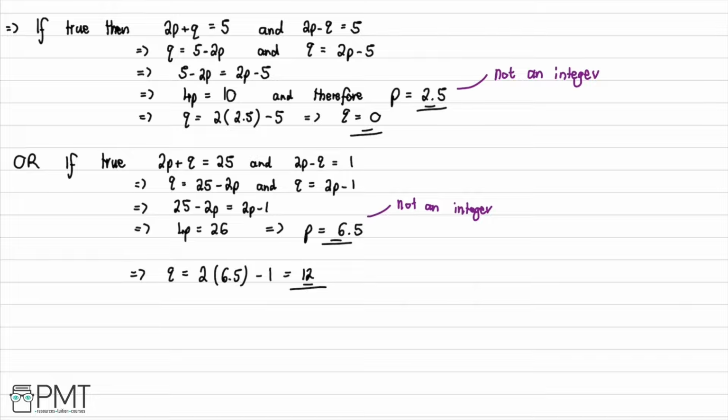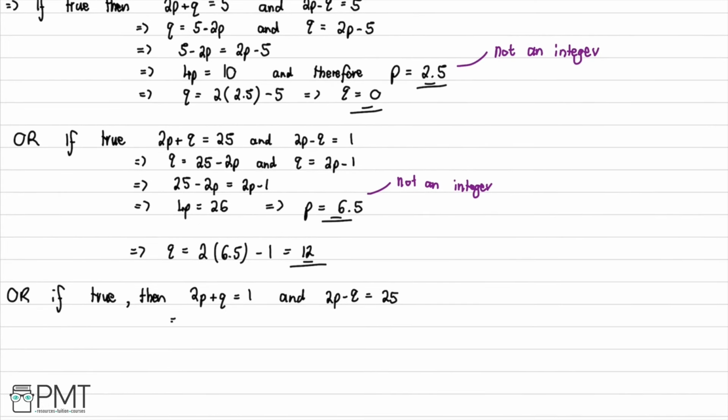So then we can also say, or, if true, then this time we're going to have it the other way around. So when 2p plus q is equal to 1 and 2p minus q is equal to 25. What's this going to mean? So we'll do exactly the same method again. So we'll have q is going to be equal to 1 minus 2p, and we'll have that q is equal to 2p minus 25. So then what we're going to do is exactly the same, we're going to equate these.